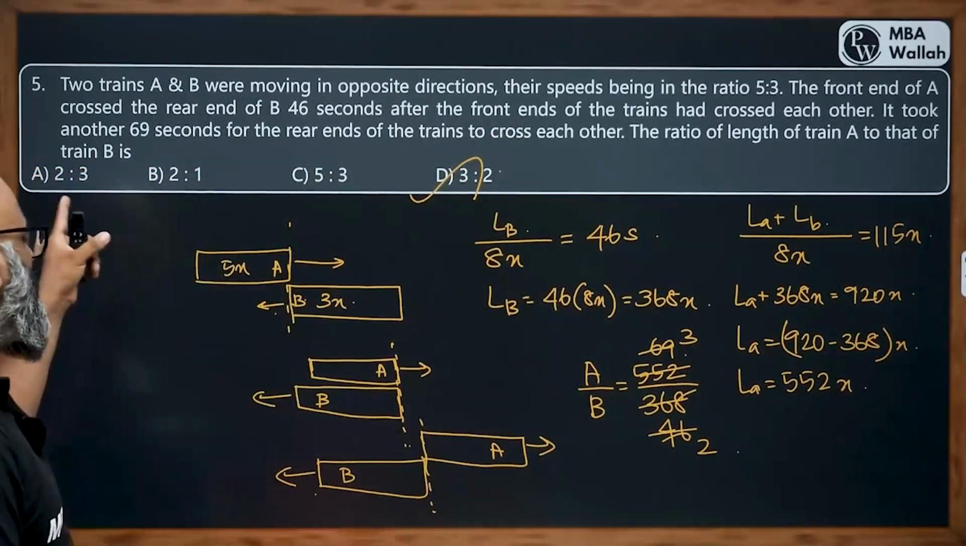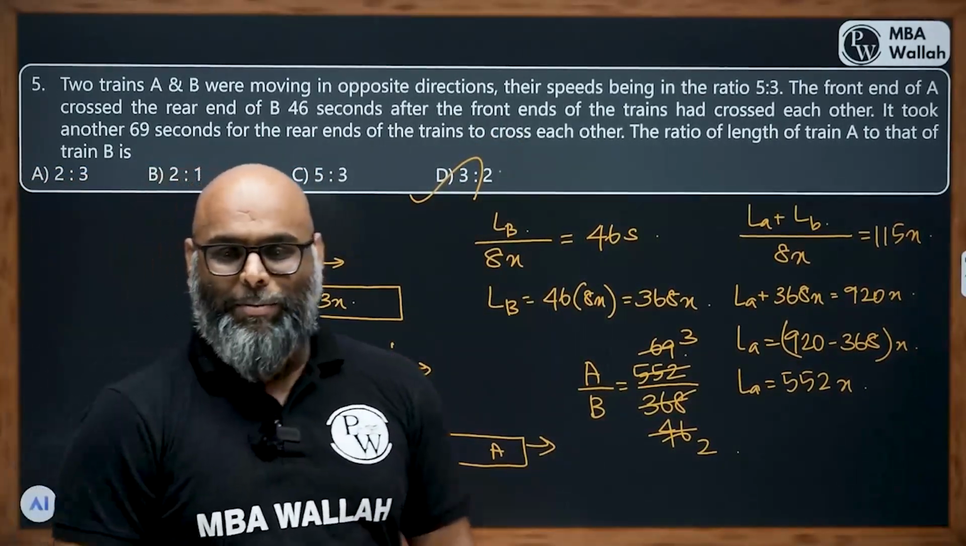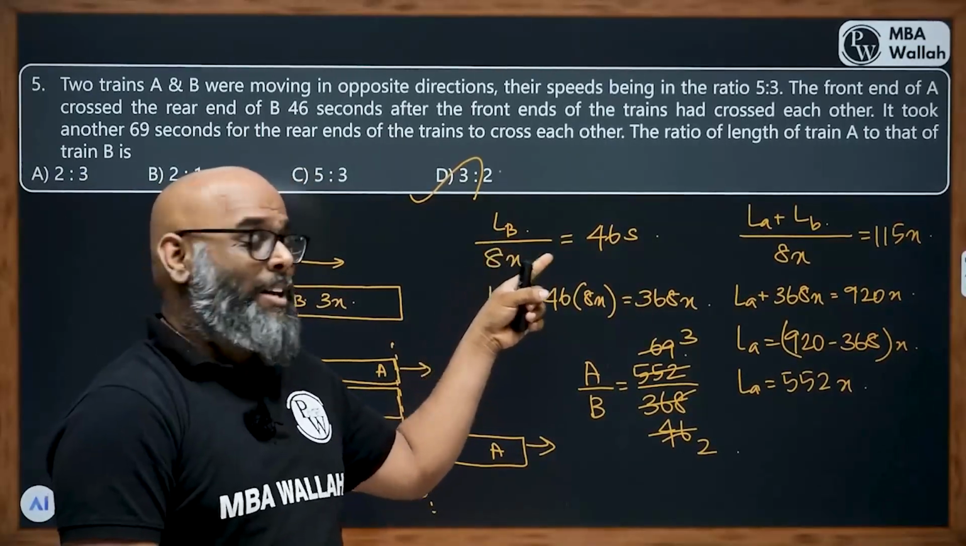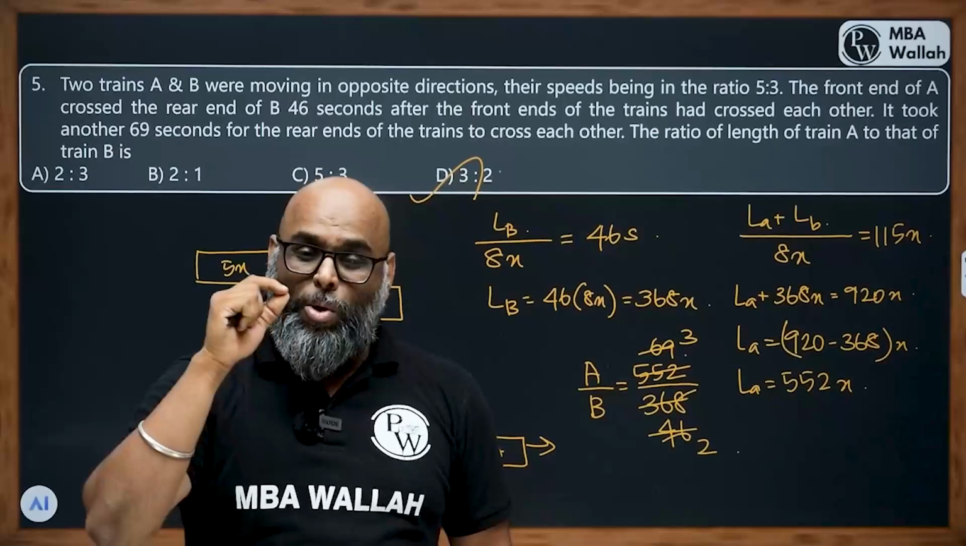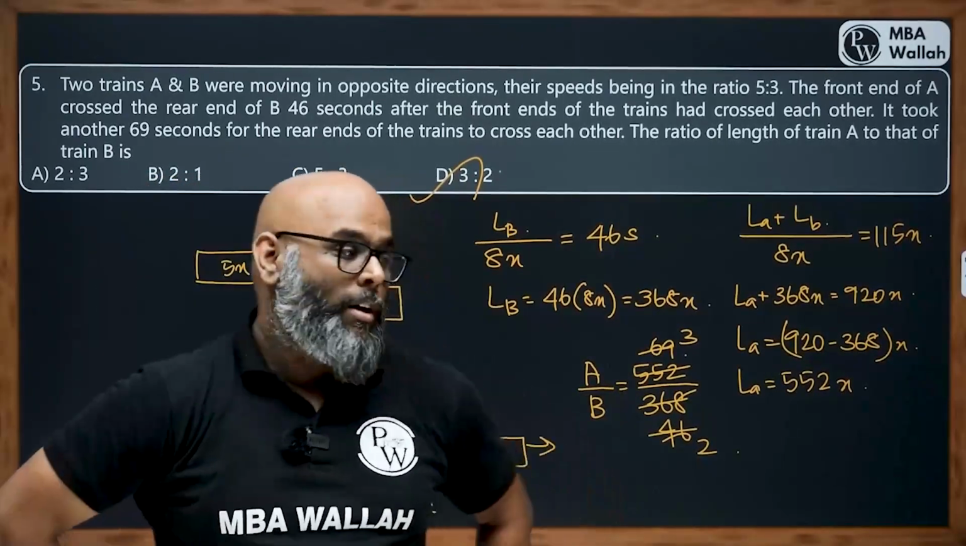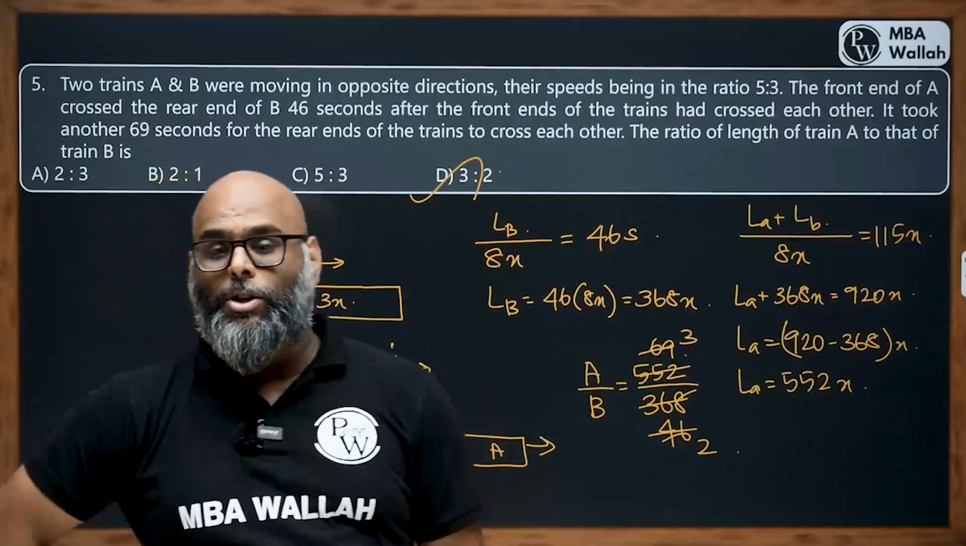Mind you, there is a 2:3 option. Don't fall for the trap. You have to be very cautious. If you had written this as A, LA, you would have fallen into the trap. So look for the data, look for what the condition says, and then crack it from there. The answer for this question is 3:2.